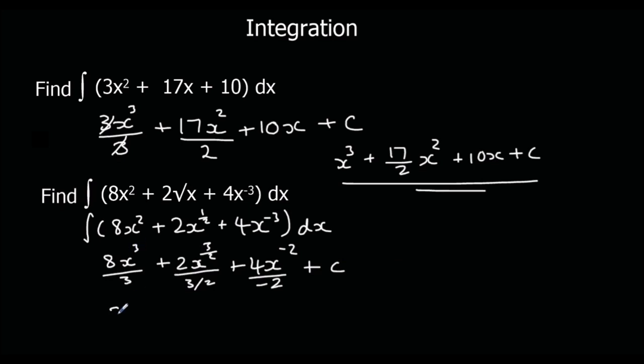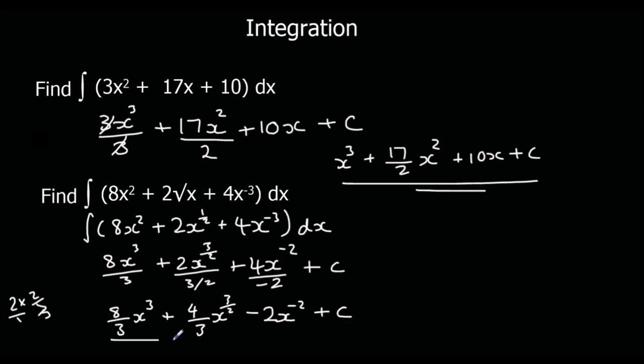So 8 over 3 is 8 over 3, x cubed. We've got 2 divided by 3 over 2. It's the same as 2 times 2 over 3. Think of it as 2 over 1 times 2 over 3, which is 4 over 3. So 4 over 3, x to the power 3 over 2. 4 divided by 2 is 2. Positive divided by negative is a negative, so negative 2 x to the power of minus 2 plus c.